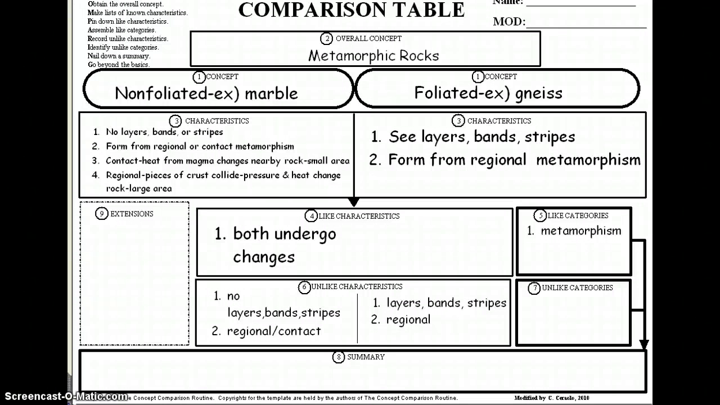Now, we need to characterize these. So, looking at no layers, bands, or stripes, we're talking about what the rock looks like. So one word we can use to describe that is its appearance. And then regional and contact, we're talking about the type of metamorphism. So those are going to be our unlike categories, appearance and type of metamorphism.